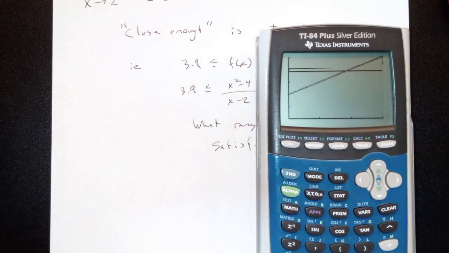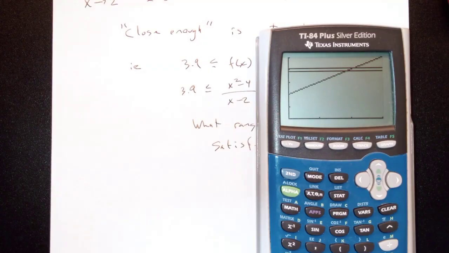There's 3.9. There's 4.1. Please notice both of those values cross my graph somewhere. Where? Where does the graph of x squared minus 4 cross 3.9? I don't have to do any algebra.